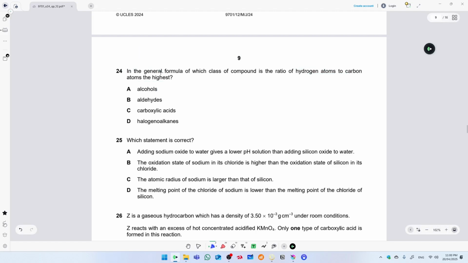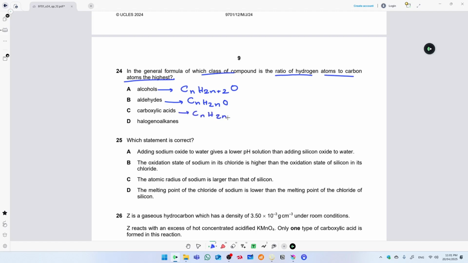Alright. In the general formula of which class of compound is the ratio of hydrogen atoms to carbon atoms the highest? So let's look at the general formulas. Alcohols are basically like alkanes, but with the extra oxygen, CnH2n plus 2O. Aldehydes, CnH2nO, like alkenes, but have an oxygen. Carboxylic acid, CnH2nO2. Halogenoalkanes, CnH2n plus 1X.